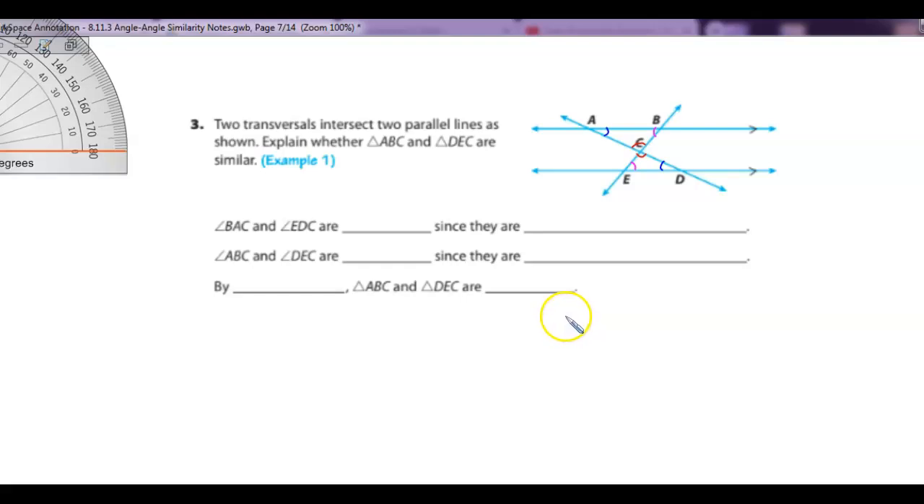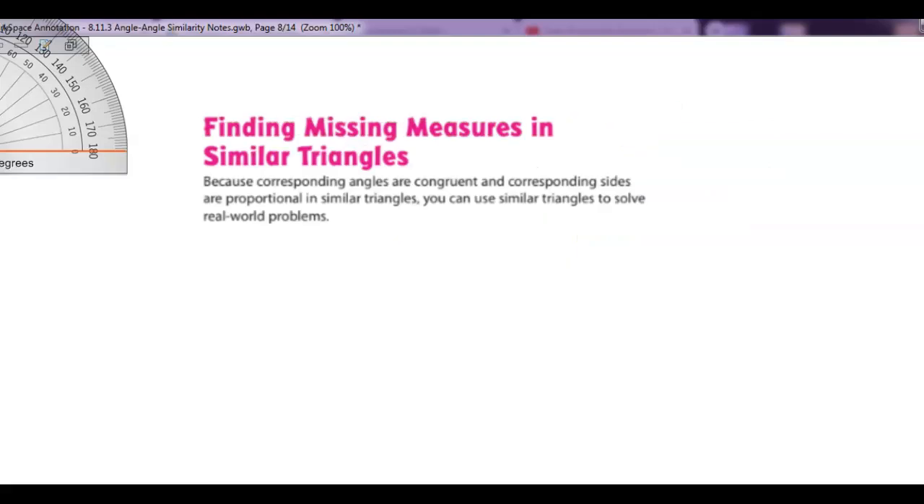So are they similar? Well, we know that the two triangles are similar since they are congruent, or they have congruent angles. And ABC and DEC is just another way of wording these triangles. They're also congruent. So all three angles are congruent.